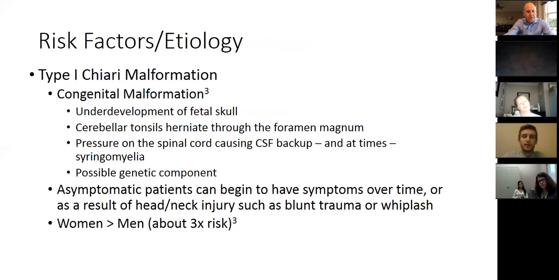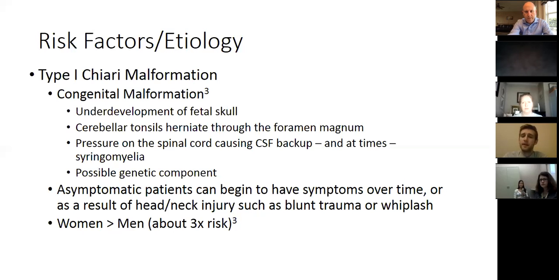So what are the risk factors for Chiari? Type 1 Chiari malformation is typically congenital. It could be due to a few different issues: underdevelopment of the fetal skull, or sometimes patients just have elongated cerebellar tonsils, and these herniate through the foramen magnum. Like we said, pressure on the spinal cord causes CSF backup, and sometimes that backup can be so severe that it leads to the formation of a syrinx. There is a possible genetic component which can predispose people to having either longer cerebellar tonsils or maybe a smaller foramen magnum secondary to an underdeveloped skull.